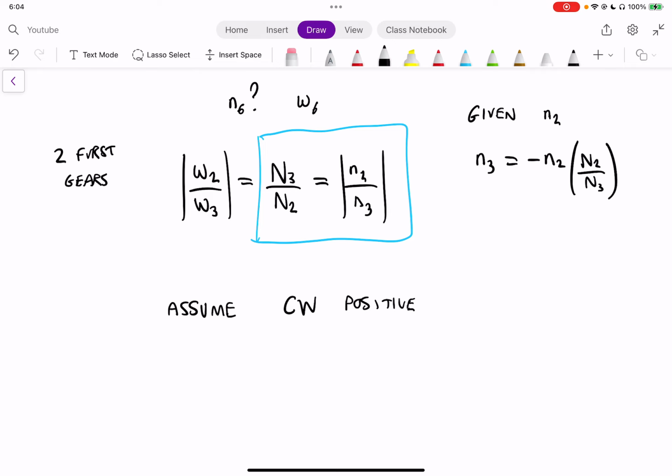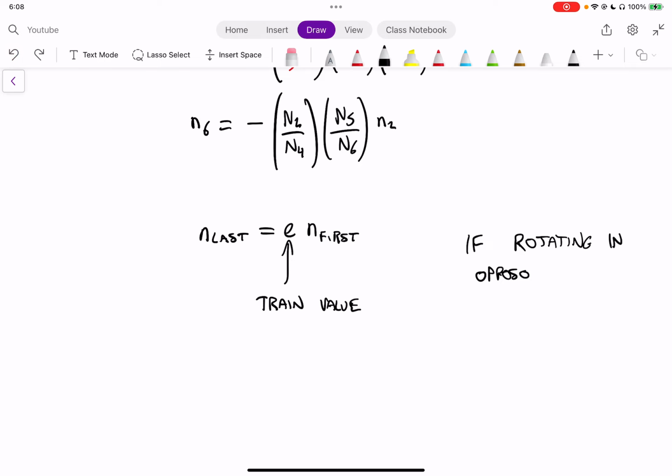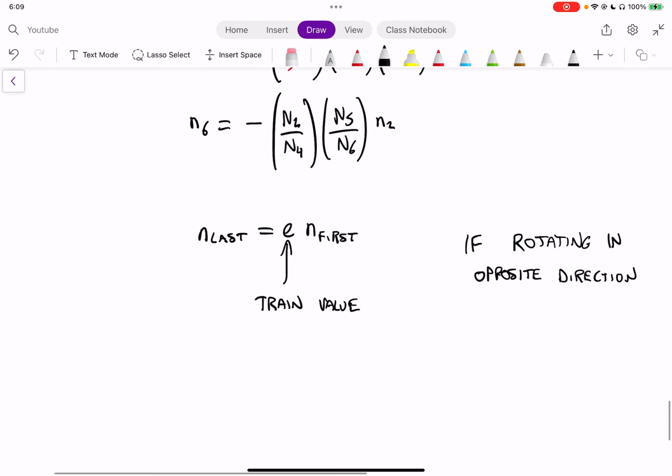So I'll write it down here as a rule. If rotating in opposite direction, last to first, which is the case in our problem right now, we have a negative. We need to add a negative to our equation, okay? If not, if it's rotating in the same direction, the train value is positive and then we're good to go.